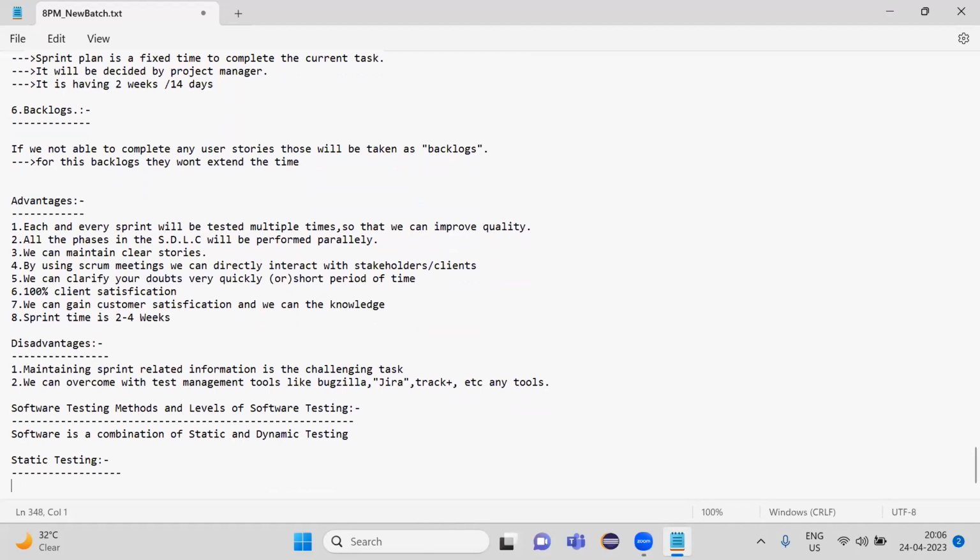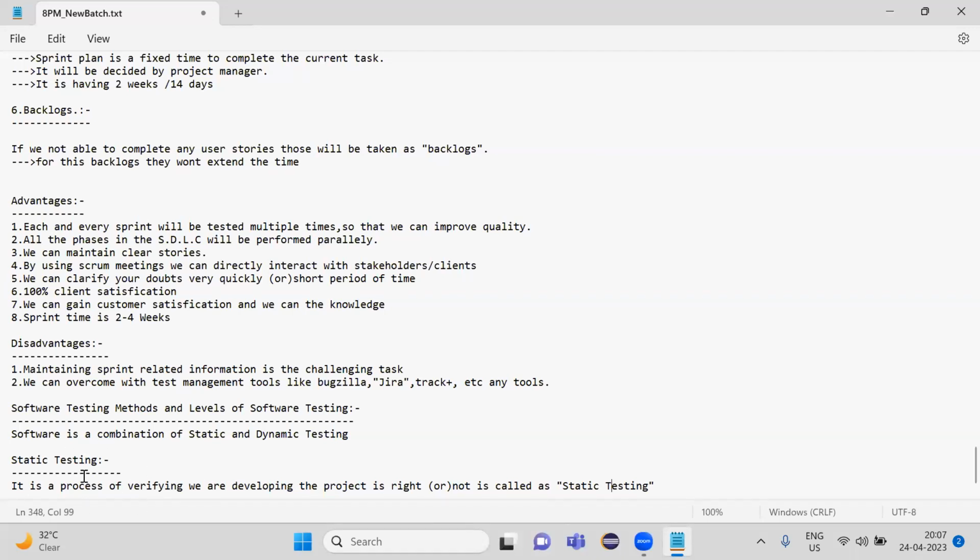Already you know the definition, but anyhow I will repeat. It is a process of verifying. Here we are going to verify whether we are developing the project right or not. That is called static testing. Another name for static testing is verification. What is dynamic testing? It is a process of verifying whether the developed project is right or not. It's called dynamic testing.